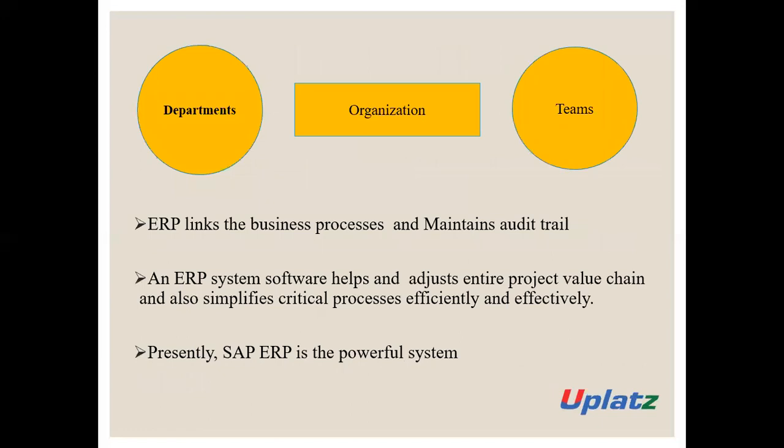Next, how SAP links different business processes and maintains audit trail. As it has a wide integrated system, all the departments in SAP are integrated into one business process, and therefore the audit trail is very much minimized. An ERP system software helps and adjusts the entire project value chain. Whenever an organization implements an ERP system, it takes together the entire project value and simplifies its critical processes efficiently and effectively. Whatever processes we have in the ERP system, even critical ones, it handles efficiently and effectively, and at the end of the day it enhances productivity as well as profitability.